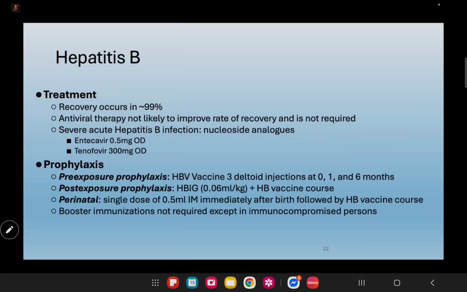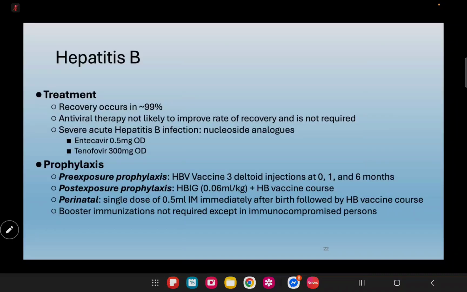Now we go to the treatment. For acute hepatitis B, again, treatment is generally supportive, just like hepatitis A, because again, recovery occurs in nearly 99% of cases. Antiviral therapy is usually not required, except in severe cases or fulminant hepatitis, where a nucleoside analog such as entecavir at a dose of 0.5 milligram once daily, or tenofovir at 300 milligrams once daily can be used. But again, that is in severe or fulminant cases.